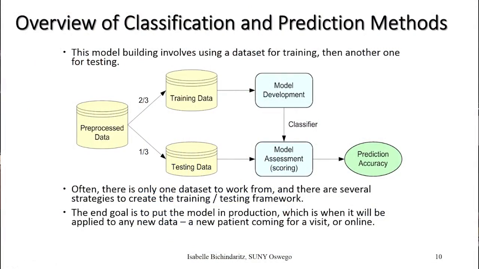The end goal, of course, is to put the model in production, which is when it will be applied to any new data. For example, a new patient coming for a visit or online. In this step, then, generally, the pre-processed data that we've used for training and testing the model will be discarded, and we'll use completely new data. And that's why the overfitting question has to be addressed carefully.